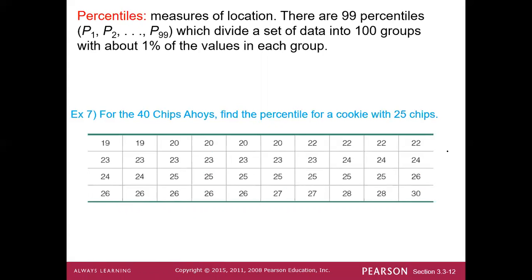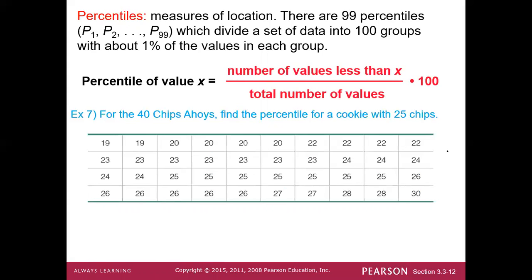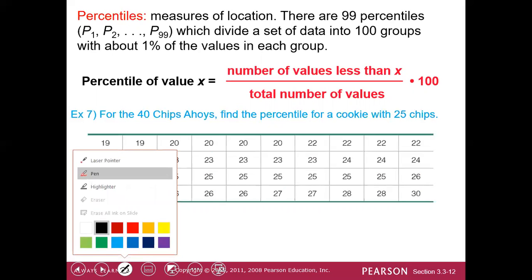So the way we calculate a percentile is we count how many values are less than it. We don't really care what the value itself is. We care about how many are less than it. And then we divide by the total number of values, and to turn it into a percentage, we multiply by 100. So, for example 7, we have already ordered, which is good. The amount of chocolate chips in 40 Chips Ahoy cookies. So find the percentile for a cookie with 25 chips.